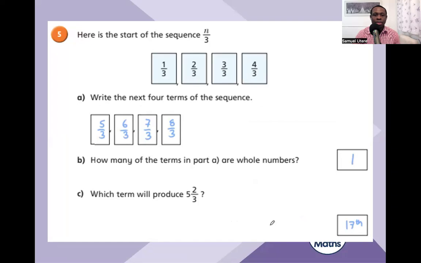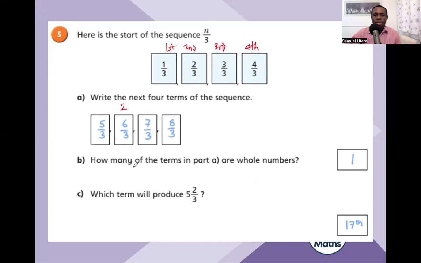So let's look at A. You were asked to write the next 4 terms of the sequence. Of course, we have the first term, the second term, the third term, and the fourth term. So to get the fifth term, we'll simply say 5/3 because we substitute n with the term number. The sixth term will be 6/3. Have you noticed that 6 divided by 3 is 2? So we have an integer there. The seventh term will be 7/3, and so on and so forth. Okay?